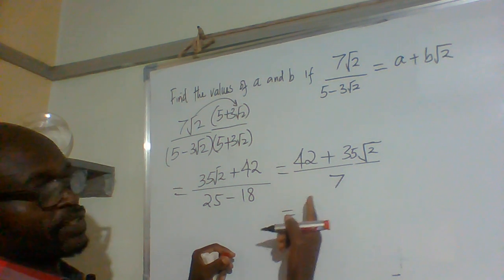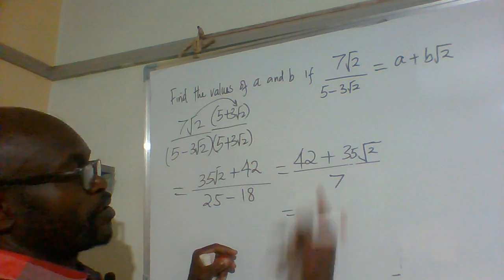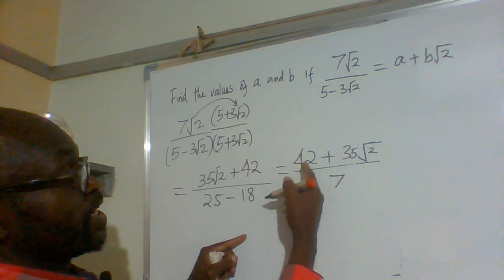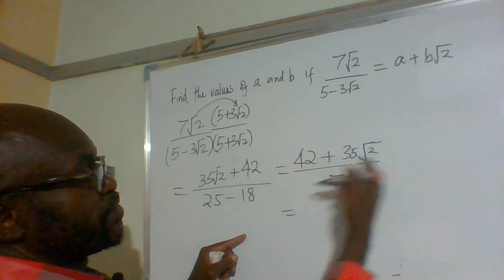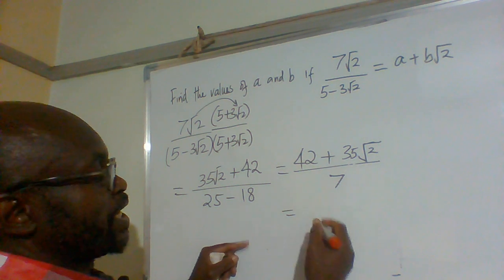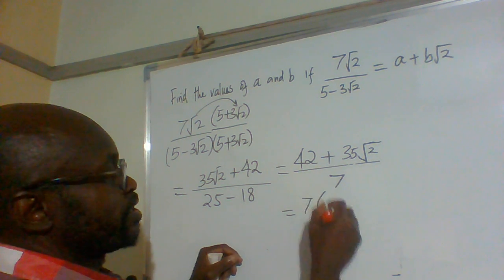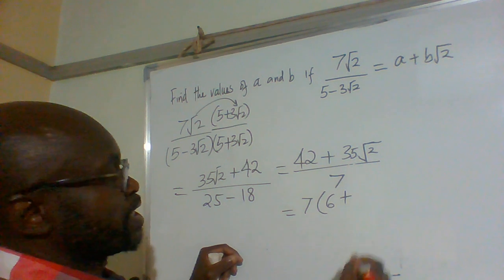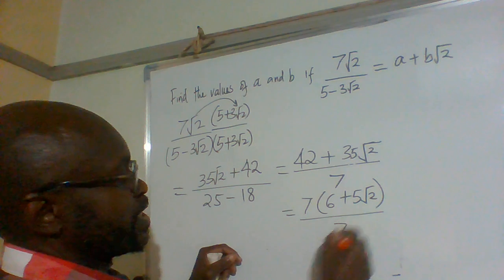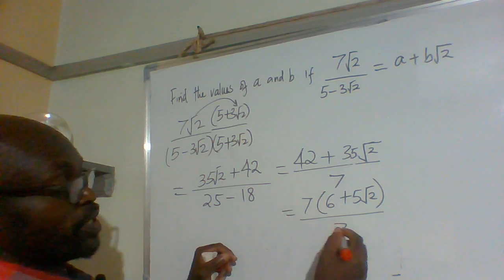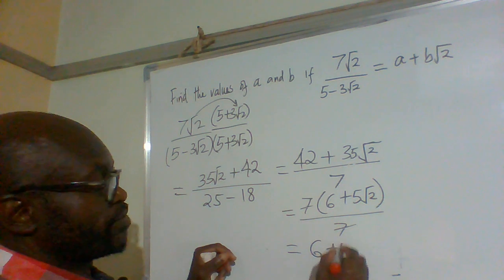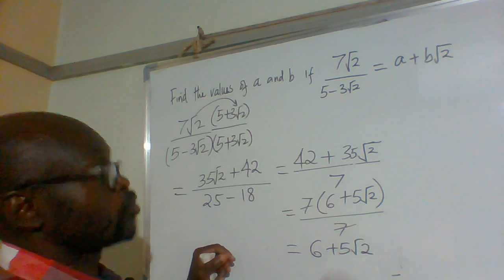Now in this case, you can factorize 42 and 35. There's a common factor between them, which is actually 7. So 7 times 6 plus 5 root 2 over 7. And you can see from here, you can cancel out, and you remain with the answer being 6 plus 5 root 2.